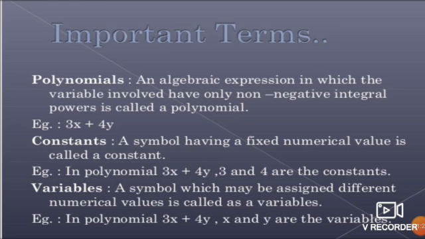Next, variables. A symbol which may be assigned different numerical values is called a variable. I said already, constant means fixed, variable means they don't have a fixed value; they are assigned different numerical values. In the polynomial 3x plus 4y, x and y are the variables.